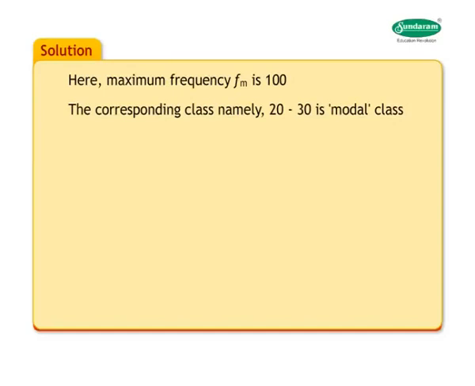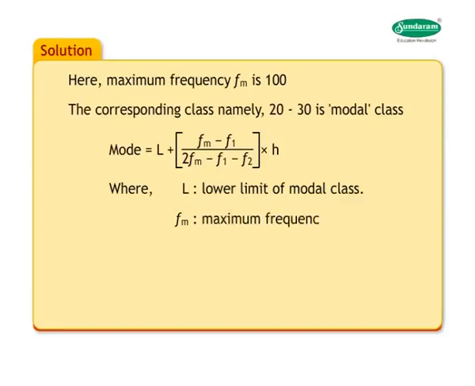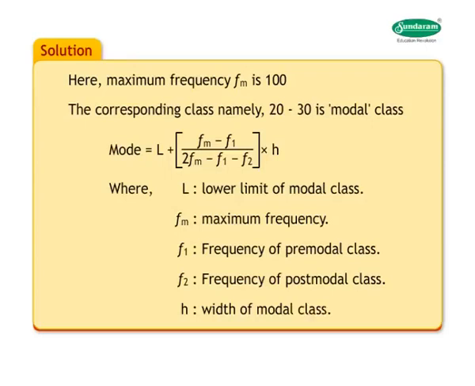Calculate the value of mode by using the formula: mode is equal to L plus (FM minus F1) upon (2FM minus F1 minus F2) into H, where L is the lower limit of modal class, FM is maximum frequency, F1 is frequency of pre-modal class, F2 is frequency of post-modal class, H is the width of modal class.